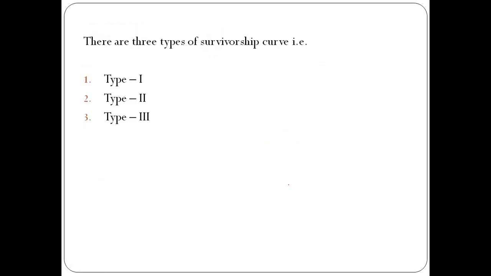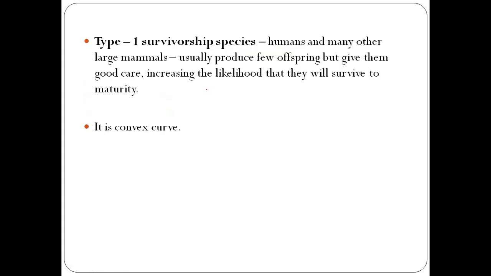So let's come to the survivorship curves. Survivorship curves are of three types: type 1, type 2, type 3. These three types depend on the mortality and natality rate of the population. According to that, the graph is of different types, whether it is convex, concave, or linear. These convex, concave, and linear graphs are represented by the three types of survivorship curve. So let's discuss the different types of survivorship curve.